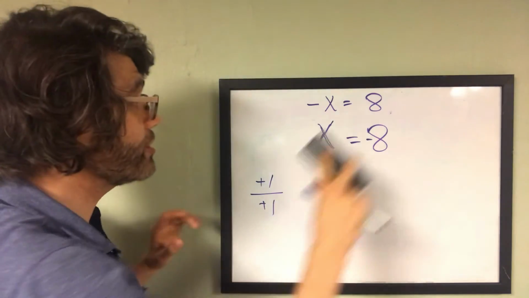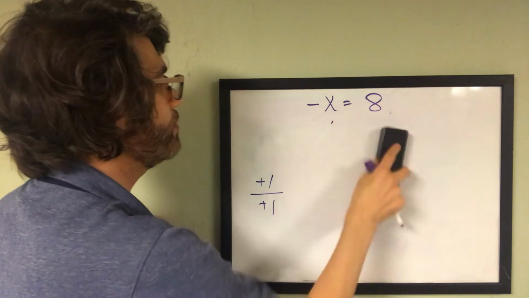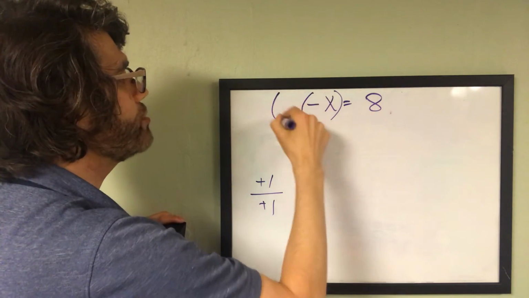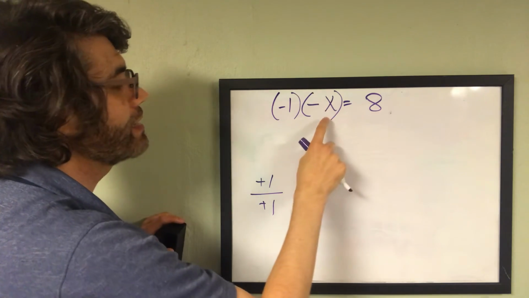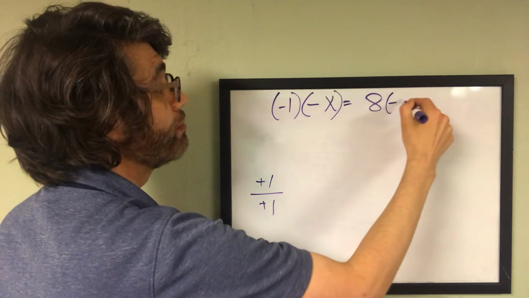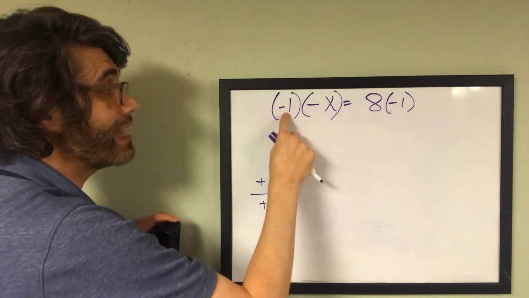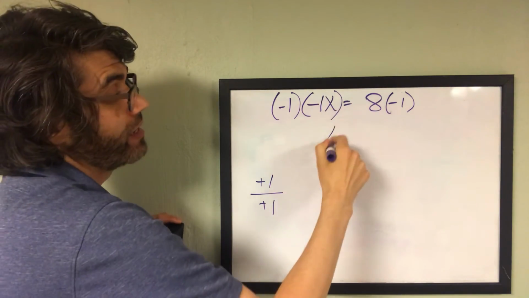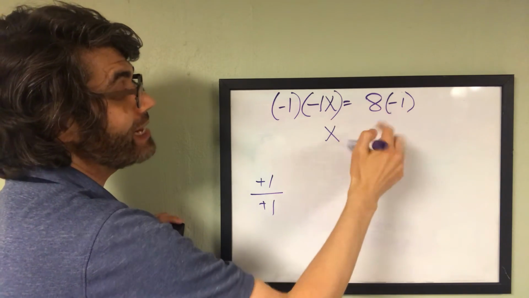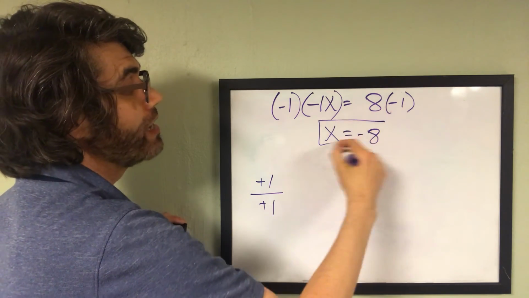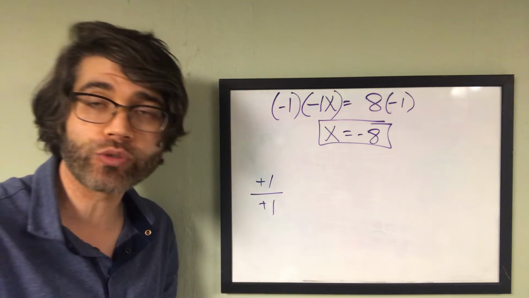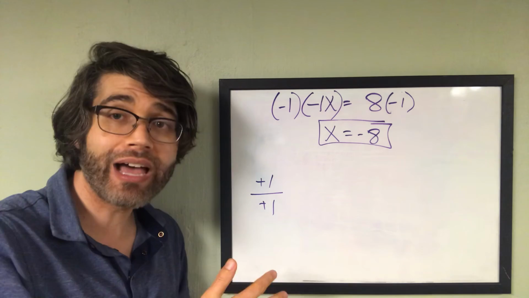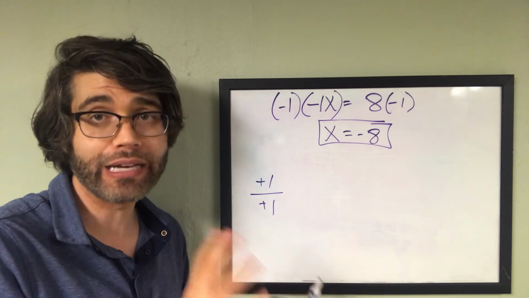Or if you have negative x equals 8, instead of dividing both sides by negative 1, you could multiply both sides by negative 1, because negative 1 times negative 1 is positive 1, okay? And negative 1 times 8 is negative 8. So you get to the same place. So if you have a negative x or a negative variable, the way to get rid of that negative is to divide or multiply both sides by a negative 1.